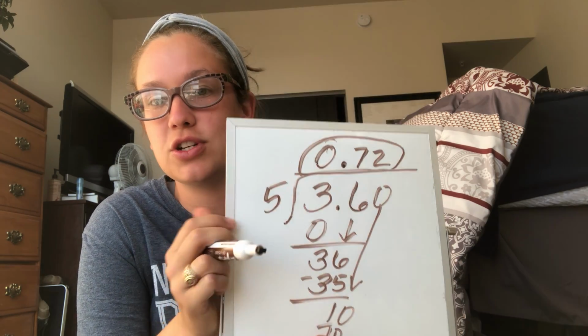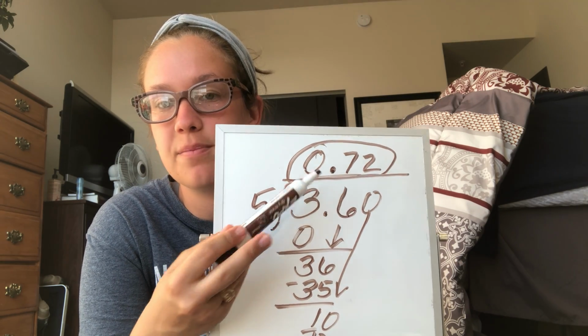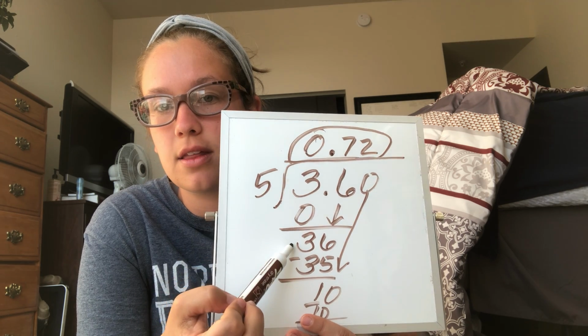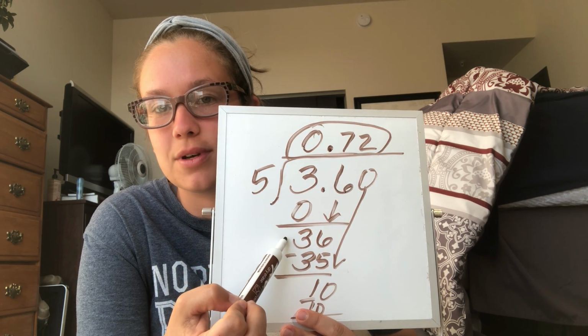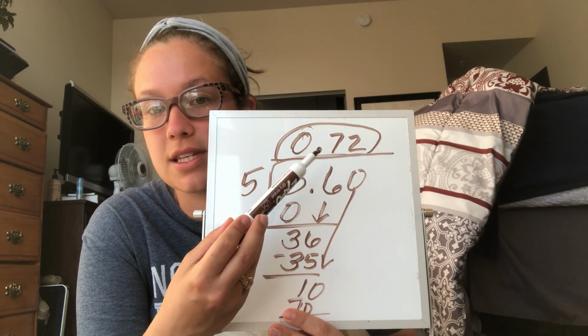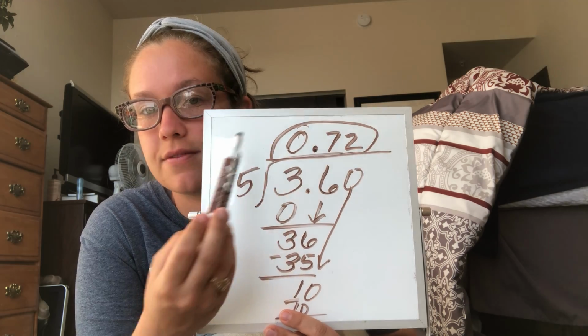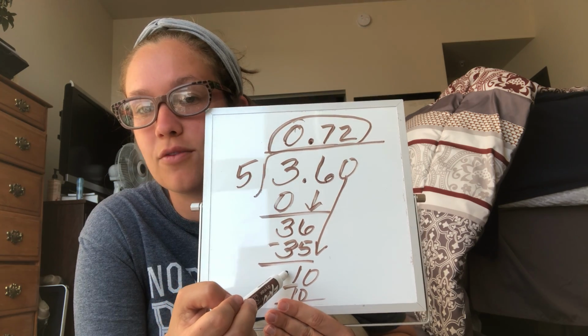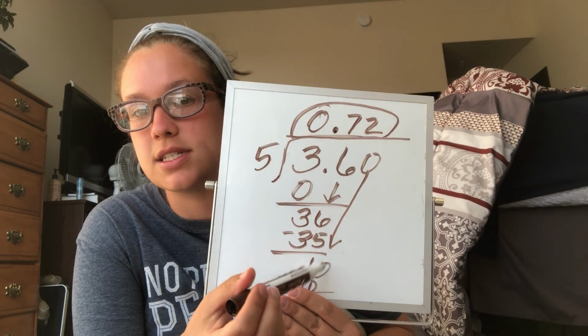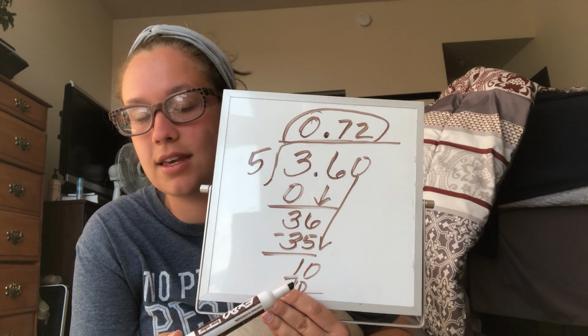Here, this was kind of tricky. Move my decimal place up. 5 goes into 3 0 times. 3 minus 0 is 3. Pull down my 6. 5 goes into 36 7 times. 7 times 5 is 35. Have 1 left over. I added a 0, brought it down. 5 goes into 10 twice evenly.